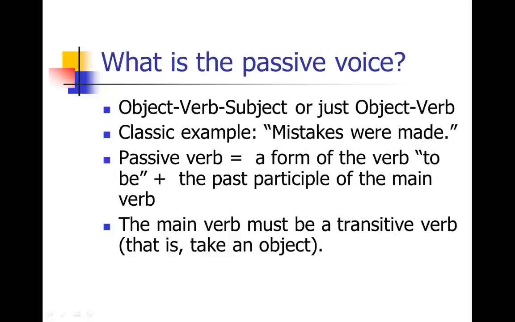However, if you said, "she runs the company," then you could turn that into the passive voice because in that sentence, run takes an object, the company. So then you could say, "the company is run by her." So that's the passive voice. And you can recognize it by looking for, again, a form of the verb to be connected to the past tense of the main verb.